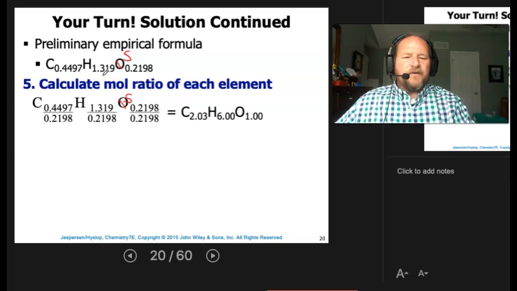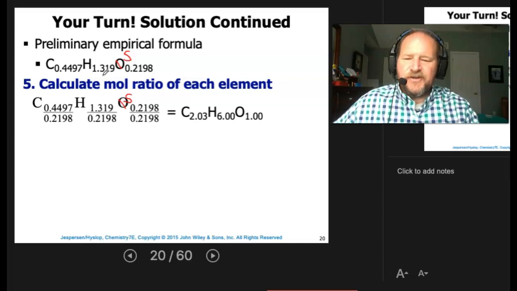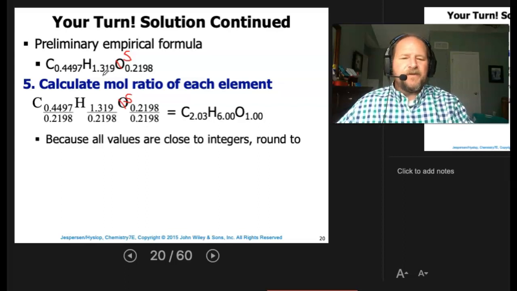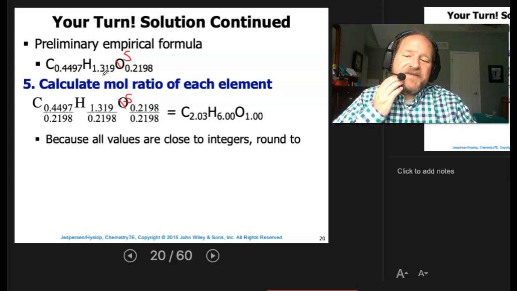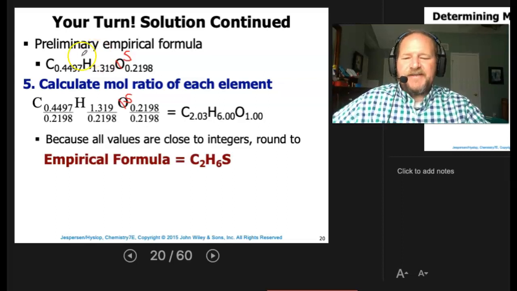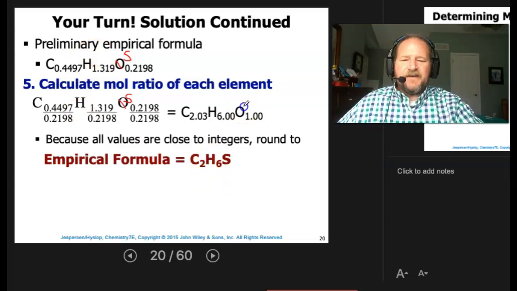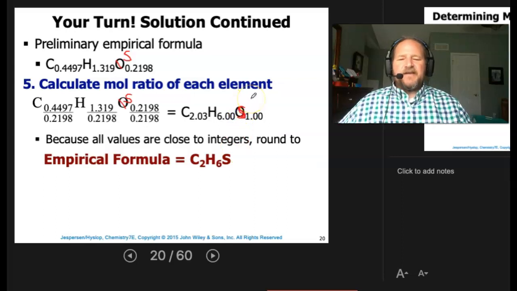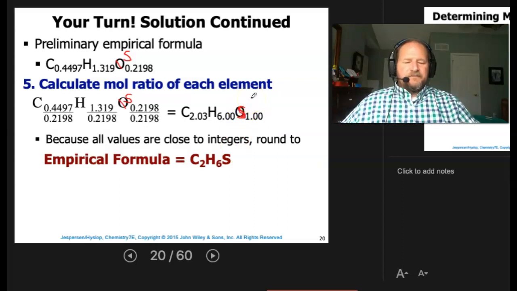There are our whole number ratios, our integer ratios. We have 2.03 to 6 to 1. Because all of them are close, we get C2H6S. I think it's funny that they got it right in the final end, but they didn't fix it up here with the S's. All right.